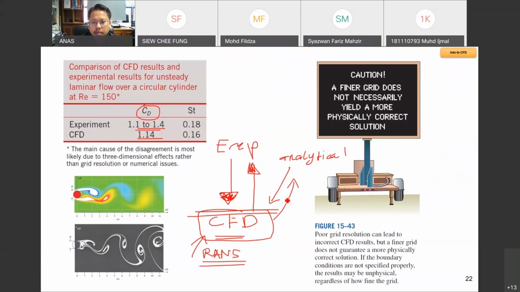You cannot say CFD is used to validate analytical. It's the other way around. But you can say that CFD is being used to check or to compare. Okay, it cannot be used to verify, but it can be used to compare the results from experimental or analytical.